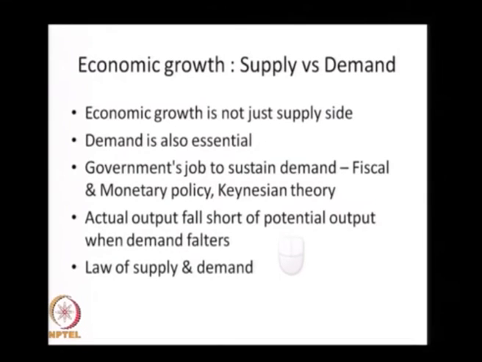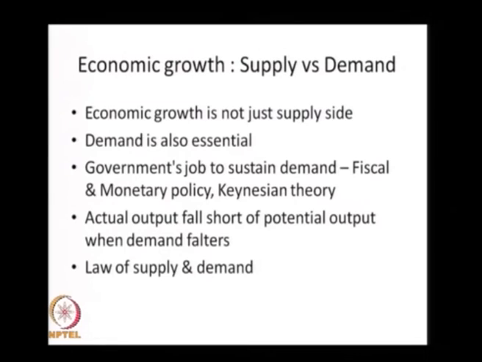So we should understand that economic growth is not just the supply side; we also need to understand that demand is essential. At times of Great Depression, it becomes the government's job to sustain this demand through its fiscal or monetary policy, and this forms the basis of the famous Keynesian theory, which says it is the government that has to create demand by investing during times of Great Recession or Depression. So we need to understand that there are two sides to economic theory, the supply side and the demand side.